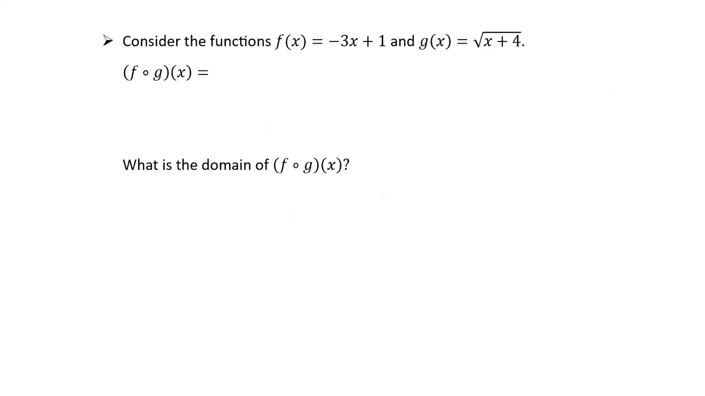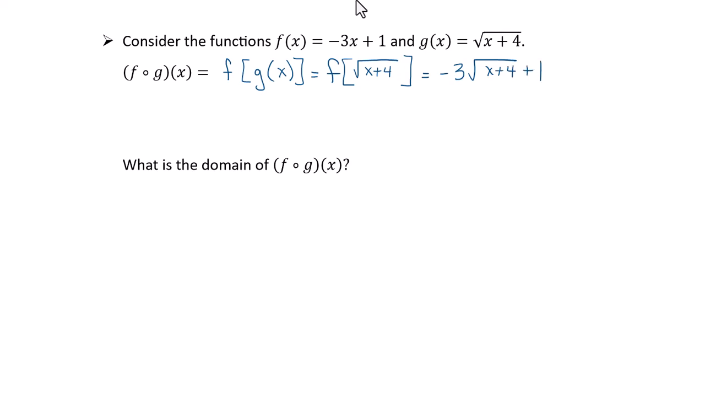Consider the functions f of x equals negative 3x plus 1 and g of x equals the square root of x plus 4. Let's find f composed of g of x. Starting with the definition, f of g of x. F of g of x being f of the square root of x plus 4. Now we put this into the f function, and that is our new function made from a composition.